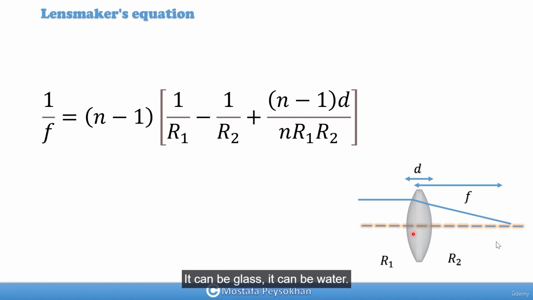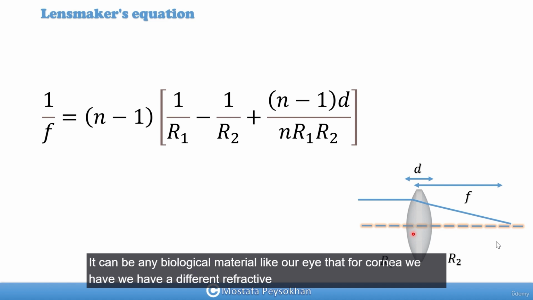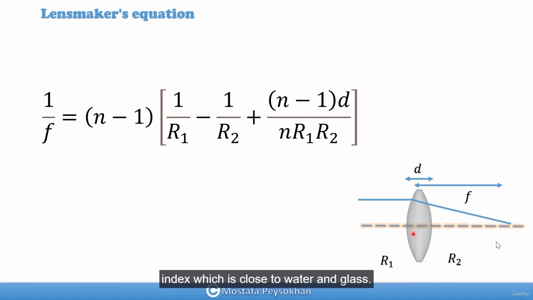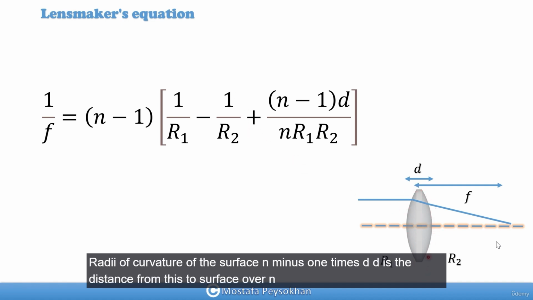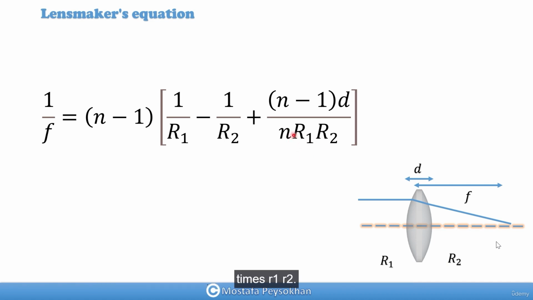It can be glass, it can be water, it can be any biological material like our eye, where the cornea has a different refractive index, which is closer to water than glass. And 1 over R1 is for the radius of curvature of this surface, 1 over R2 for the radius of curvature of this surface, and (n minus 1) times d, where d is the distance between these two surfaces, over n times R1 R2. So we should be very careful.